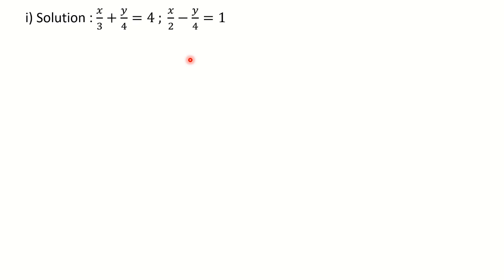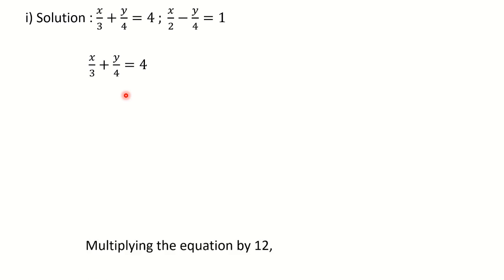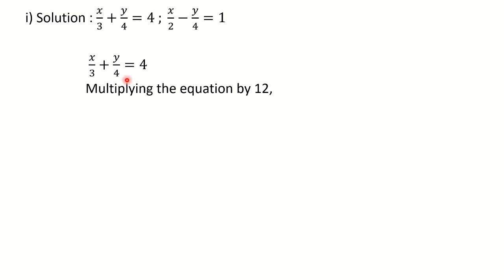So for the first equation, here 3 and 4, we have to cancel both. So we take the LCM of this. LCM means what? Least common multiple. So the smallest number coming in the table of 3 and 4, that is 12. So let us multiply this equation by 12. Everywhere we are going to multiply by 12. Here also, and here also.